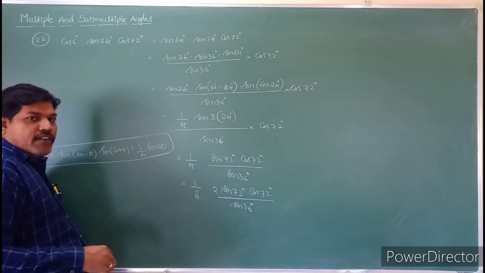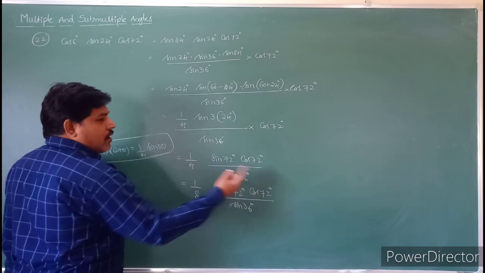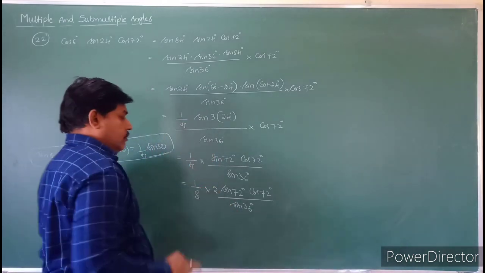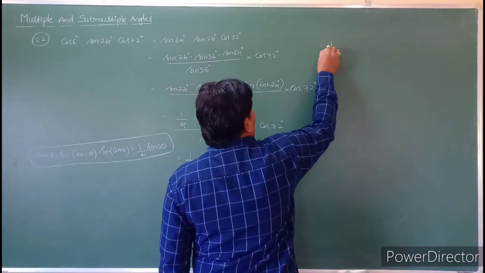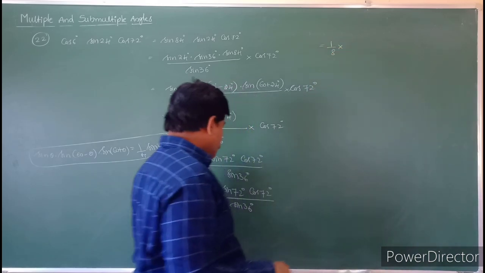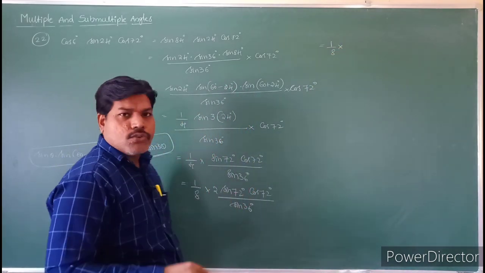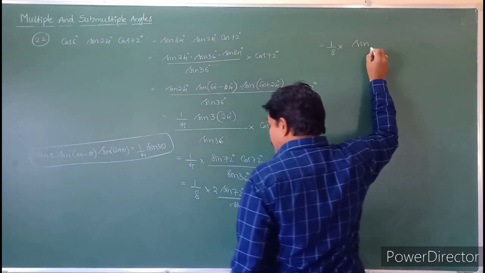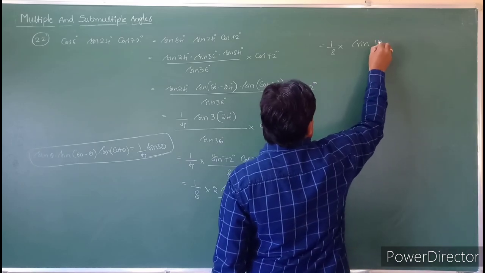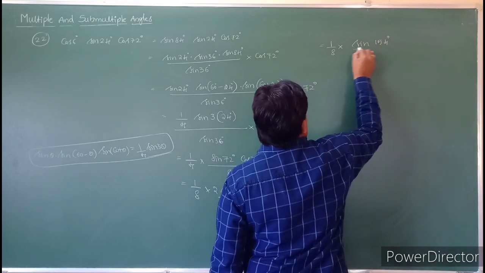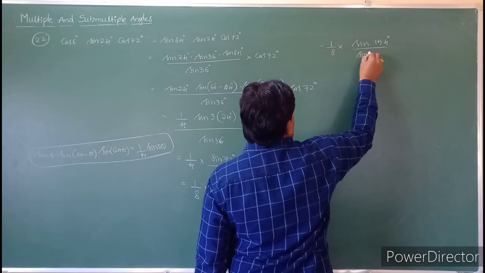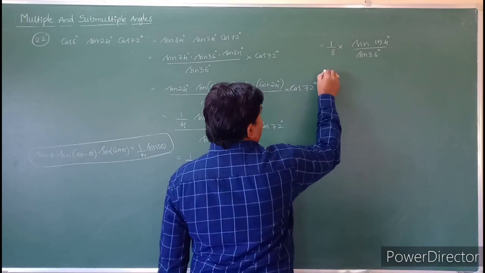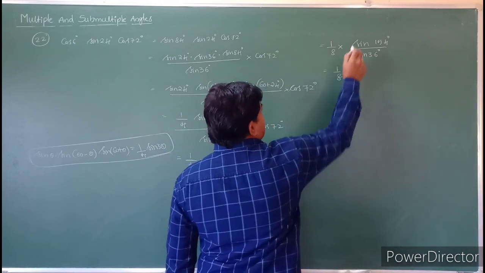Why did I multiply and divide with 2? It will become the 2 sin theta cos theta form. So then you can write 1 by 8 into 2 sin theta cos theta. 2 sin theta cos theta will become sin 2 theta. Yes or no? So 2 into 72 becomes 144 degrees by sin 36 degrees. So that is equal to 1 by 8 sin 144.